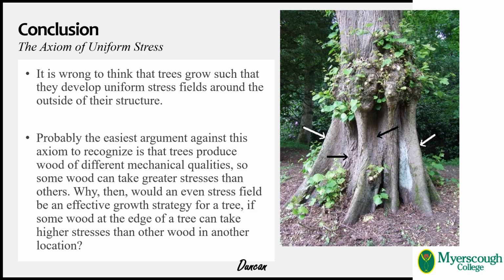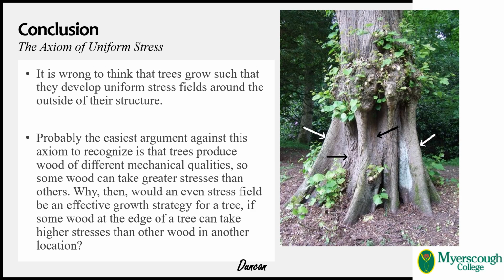Essentially, it's wrong to think that trees grow such that they develop uniform stress fields at their outer edges. This would, in fact, be a very poor growth strategy for a tree to adopt. Probably the easiest argument to follow in my paper as to why this axiom is false is that when trees grow, they produce wood of different qualities in different parts of their structure. Wood density and bending strength can vary by over 50% in these tissues within the same tree.